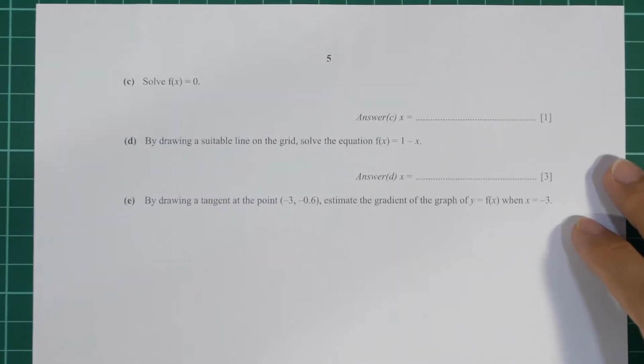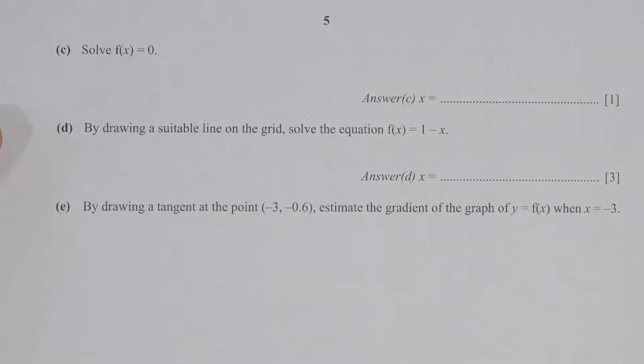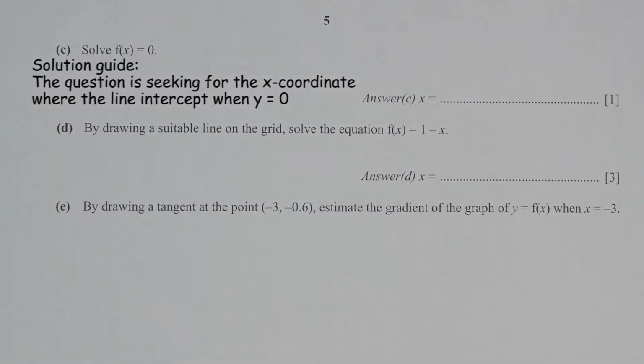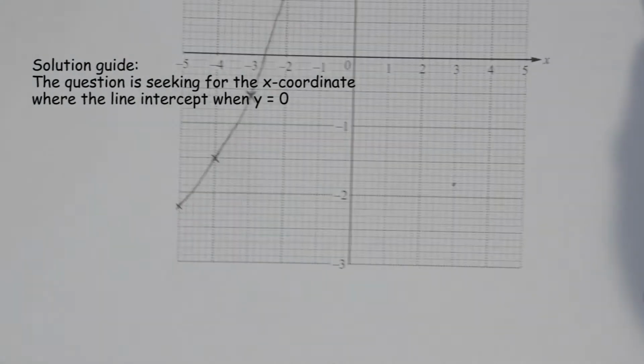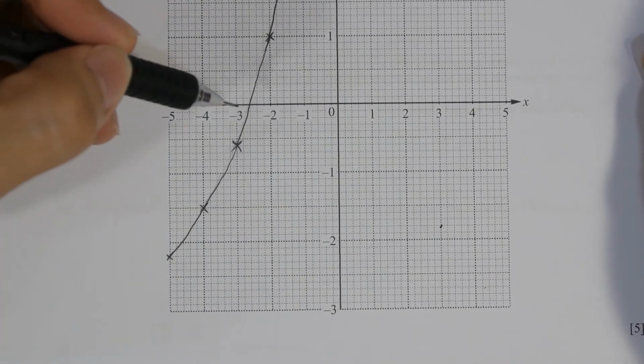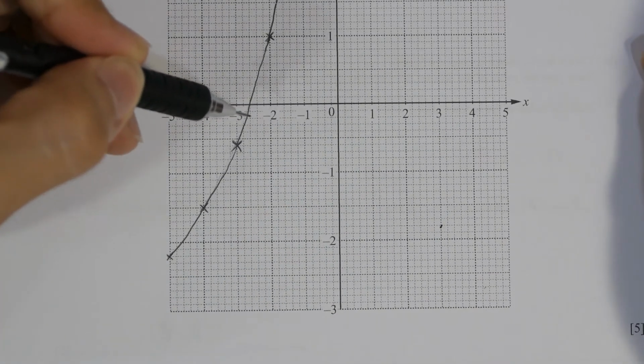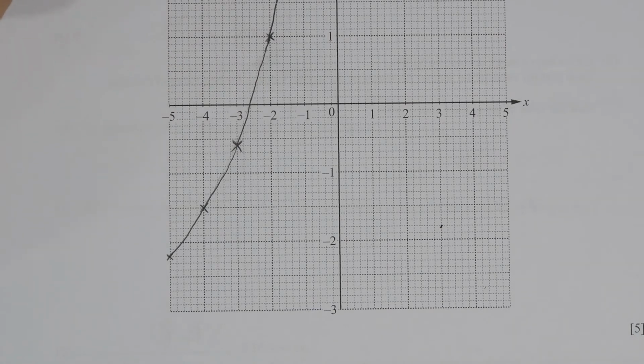First question, solve f(x) equals 0. So simply find when y equals 0, what is the value. In our case, it is actually -2.6.